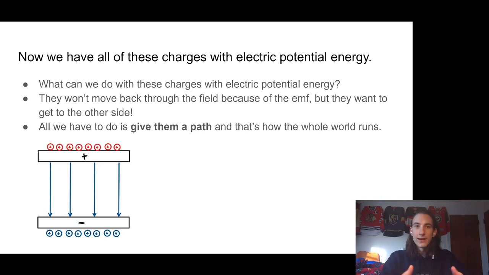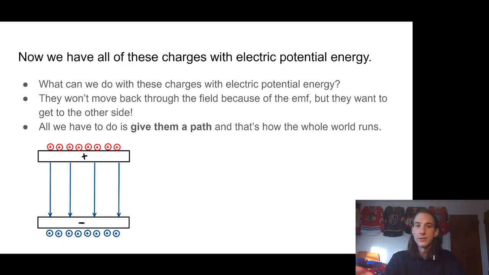And so now we're saying, hey, we have all these charges with electric potential energy at this top plate. What can we do with these charges? We know they're not going to move back through the field. We place them up there, and this EMF is forcing them to stay at the top, so they won't move backwards through the field. So we've created this separation, and these charges all have this energy.